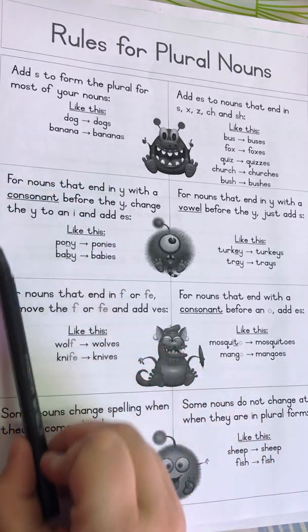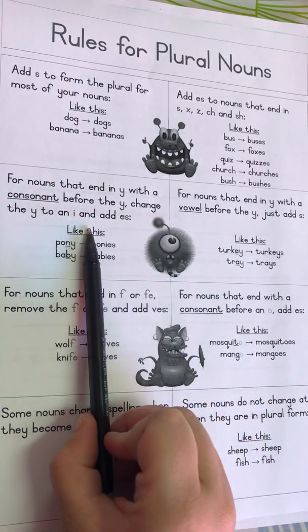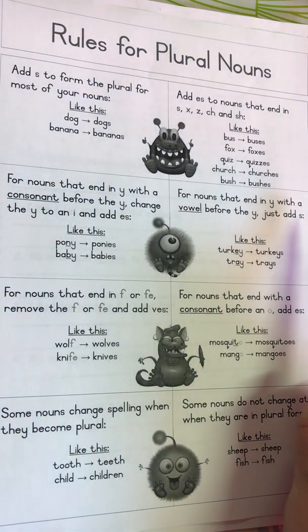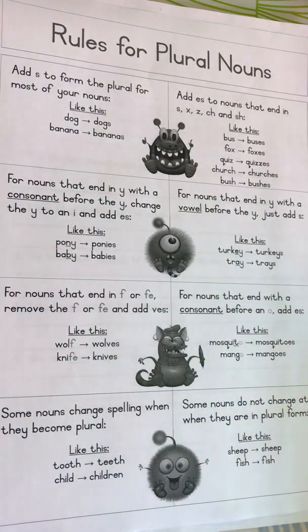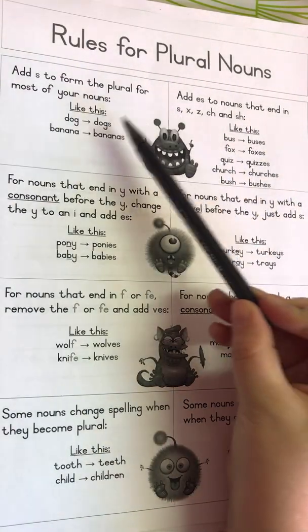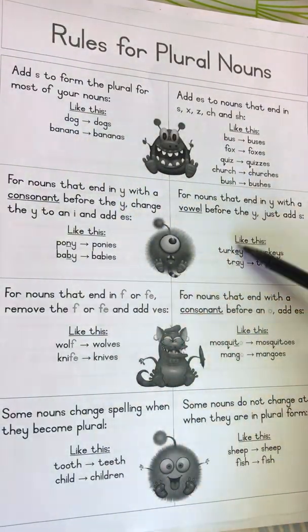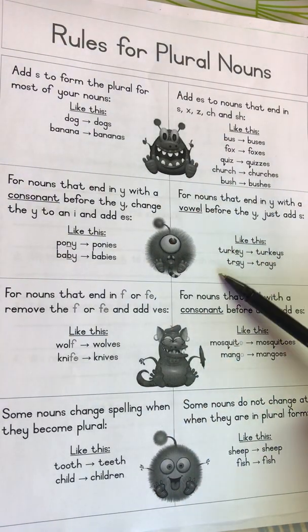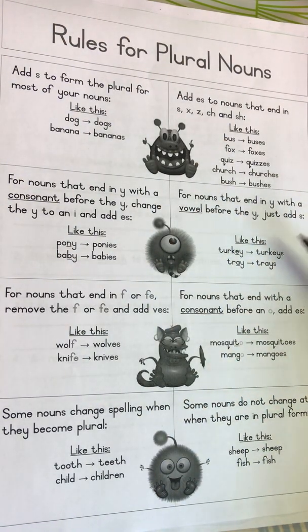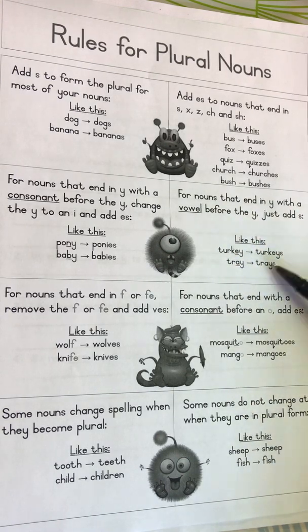This block I don't want you to worry about now. We will deal with that next week. This one, for nouns that end in y with a vowel before the y, just add s. Okay, easy enough. It's like we said with this sound. If it has a solid sound at the back, which is my E or my A, it's one solid sound. It's not close to s, so we just add s at the back. Turkey, turkeys. Tray, trays. This one we will deal with next week.